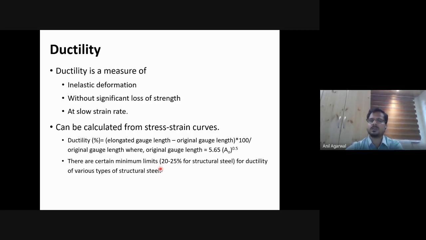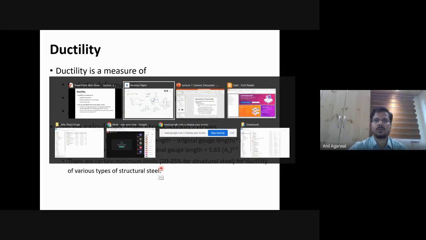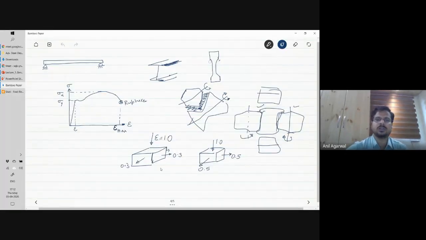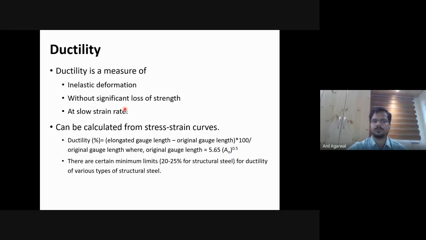There can be some other ways of measuring ductility. Often for some other materials which are relatively brittle, we don't always wait up to rupture. We say that when the strength drop is, let's say, 20% from the peak, that is the definition of my ultimate stress or ultimate strain or epsilon max. So you can define your epsilon max in various ways. For steel, usually we use the rupture point.